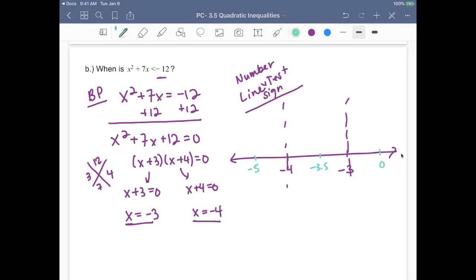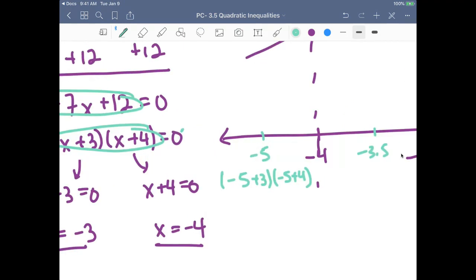All right, I plug this into either my factored form or my standard form equations. I think factored form is easier. So I'm going to do negative 5 plus 3 times negative 5 plus 4. Does that give you a positive? Okay, negative 5 plus 3 is a negative value. Negative 5 plus 4 is also a negative value. So in total, those give you a positive.